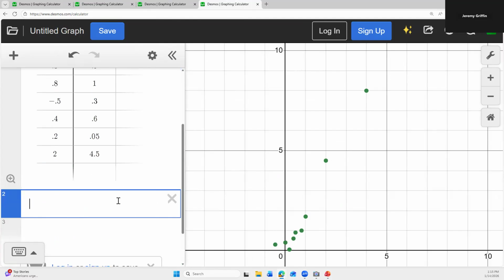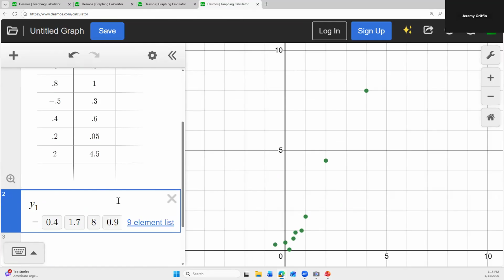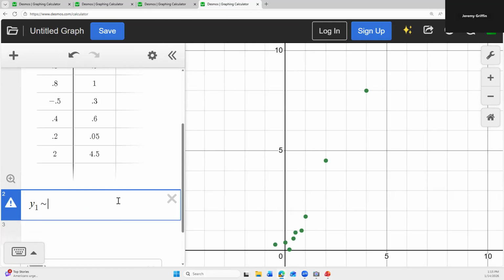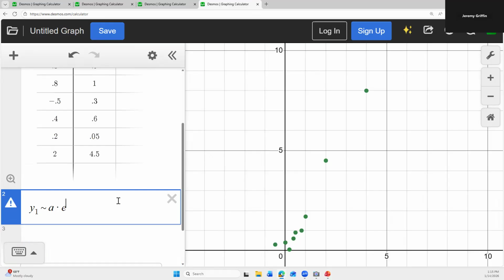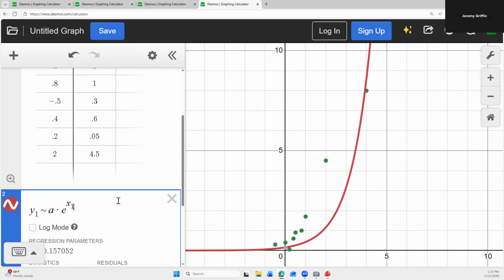How could you model that? I'll go down here and say y underscore one is proportional to, so tilde. I need maybe some leading coefficient and then some base to a power of x. There are different ways to do that. I'm going to try this: a times e to the power of x underscore one. I want to see what happens with e. That maybe looks okay.